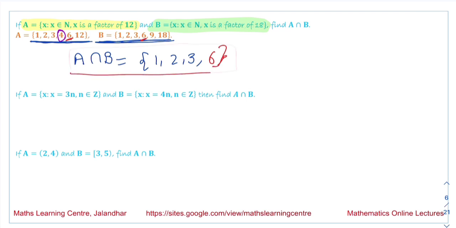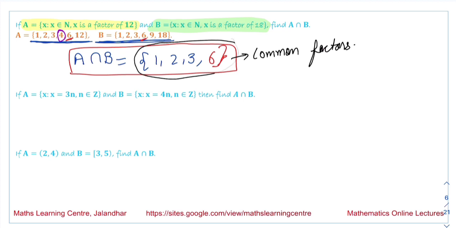So the intersection of these two is {1, 2, 3, 6}. So these are basically the common factors. These are the common factors of these two numbers, 12 and 18. This set represents the common factors that we have.